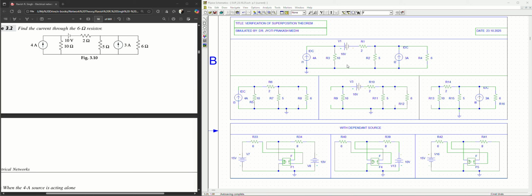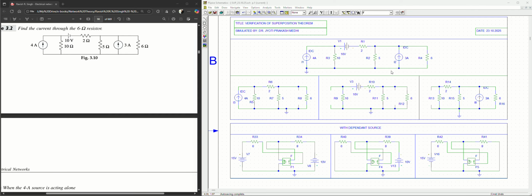Hello guys, welcome back. Today we're going to continue our discussion on simulation, and we'll see how different theorems can be verified using the simulation software. Here we have considered examples of the superposition theorem.